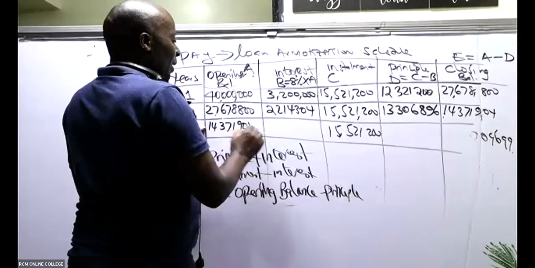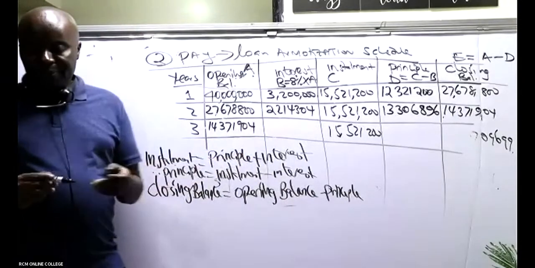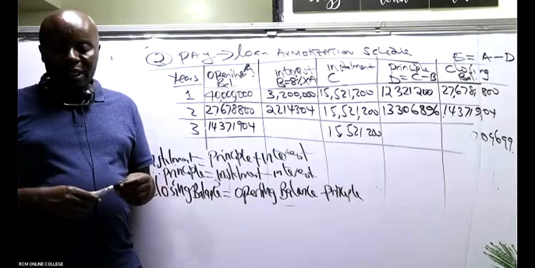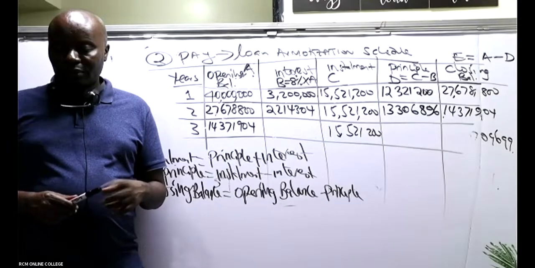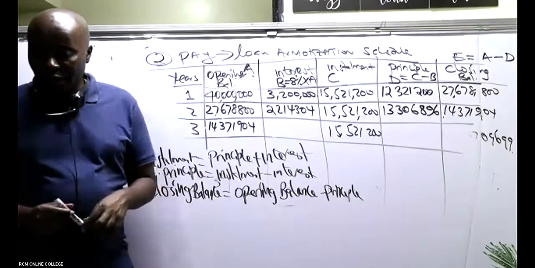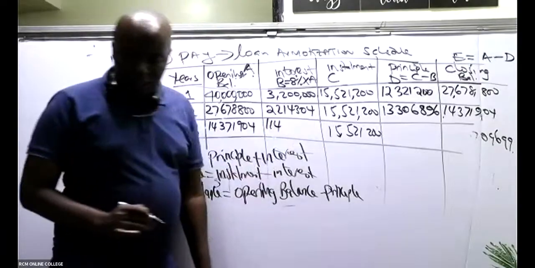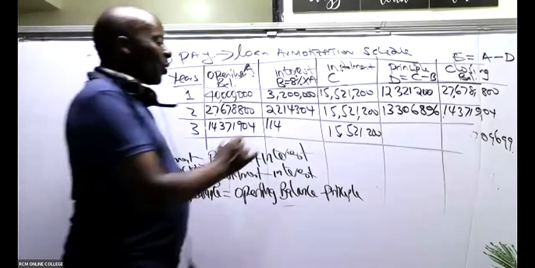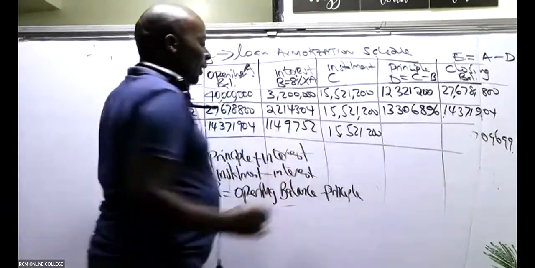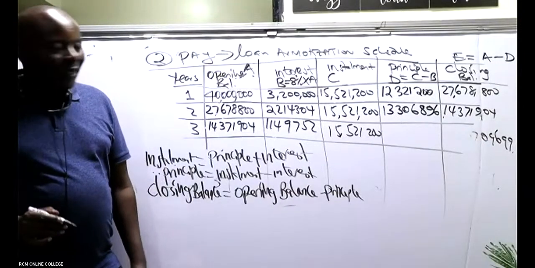14,371,904, like that. So then are you able to give me the interest here? Are you able to give me the interest for year number 3 as we finish? So we have here 114,97.52, like that. 149,752 point something, right?